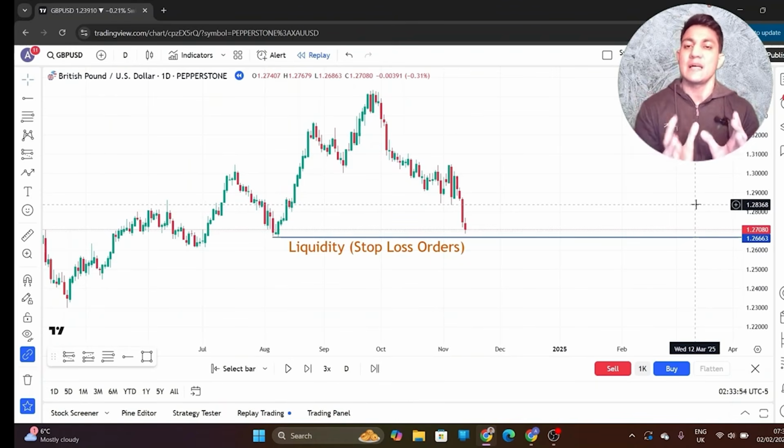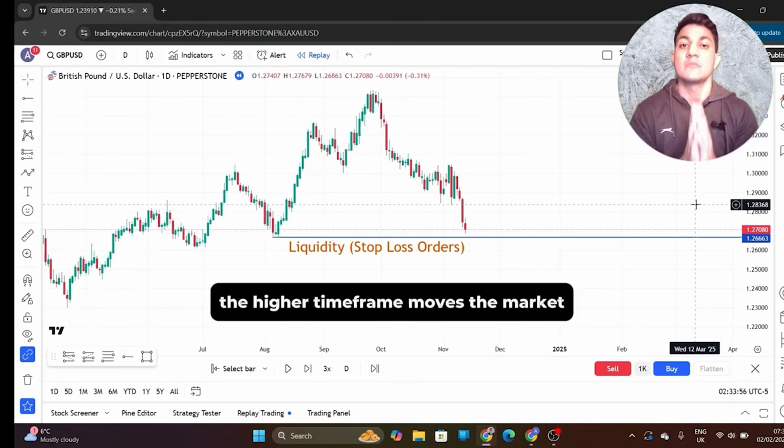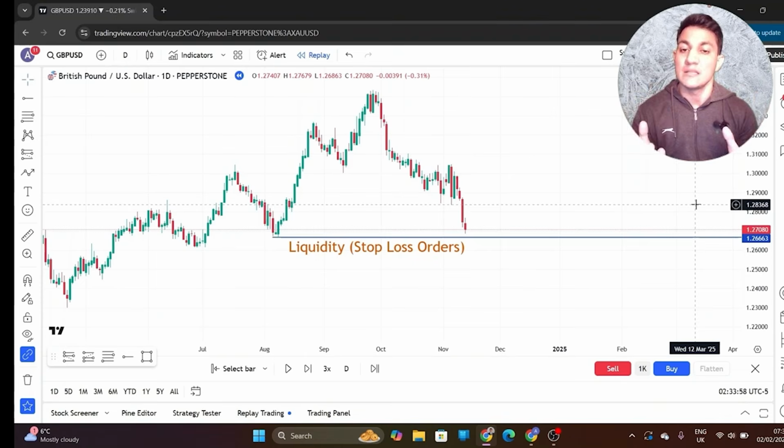Now, why do we care about the higher time frame? The higher time frame moves the market. Those who have billions, so smart money, big banks, hedge funds, insurance companies, they only trade on the daily and the 4-hour chart, right? This is the key chart that all of smart money, everyone with billions, is looking at. So we want to follow the trend that smart money, these big institutions, are doing. That's what we want to do.